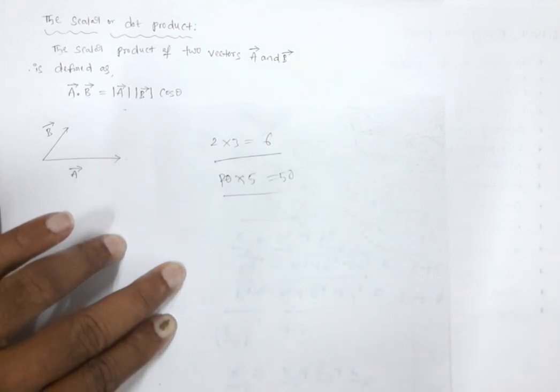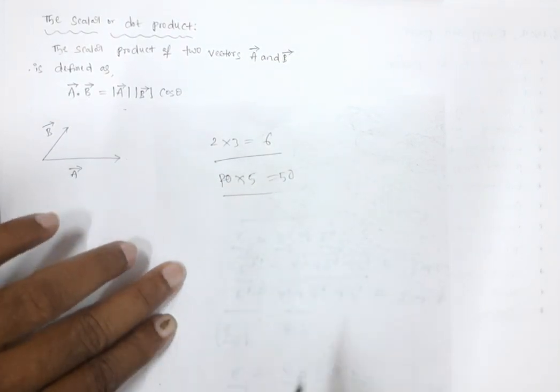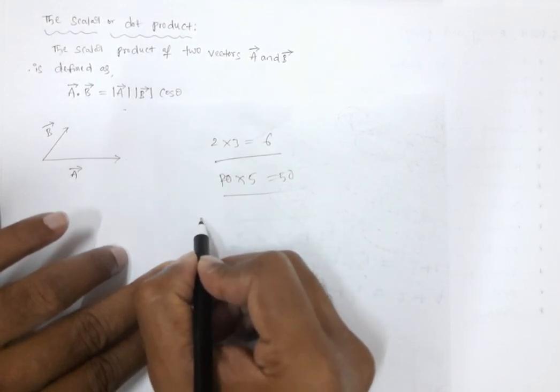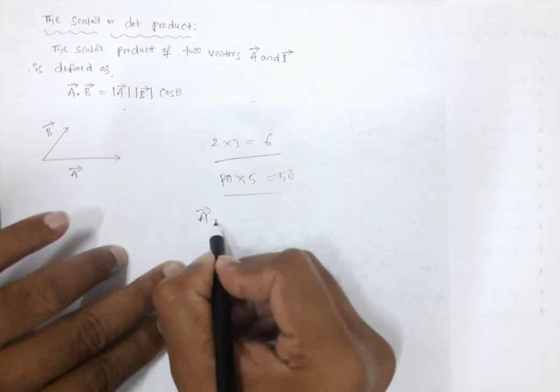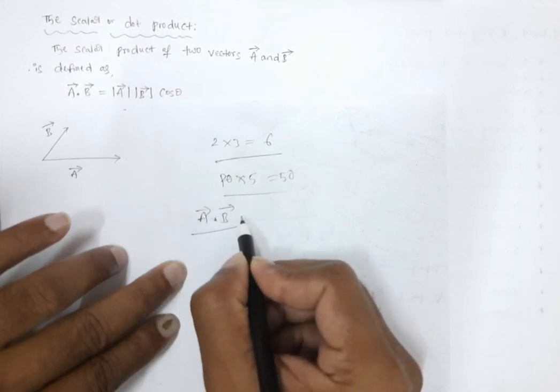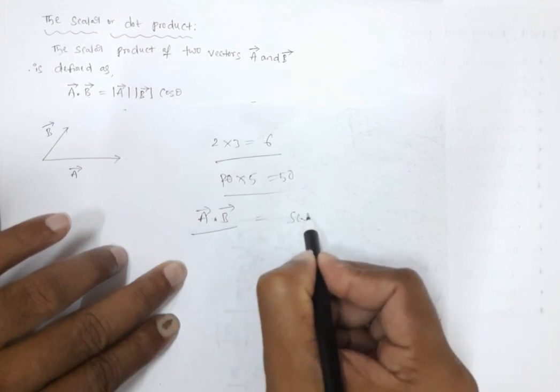But vectors can be multiplied in two ways. One is dot product. Suppose I have a vector a bar and I have another vector b bar. You can take dot product like this, or it is also called as scalar product because the result is a scalar.